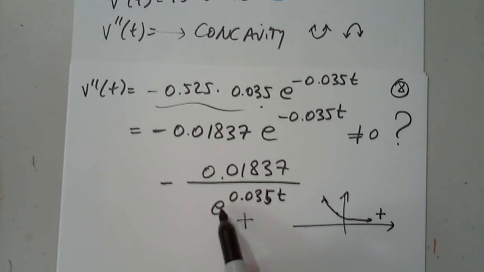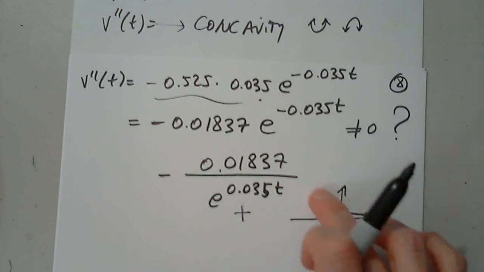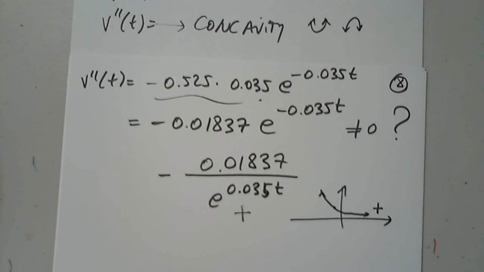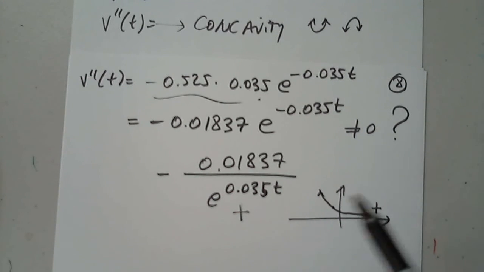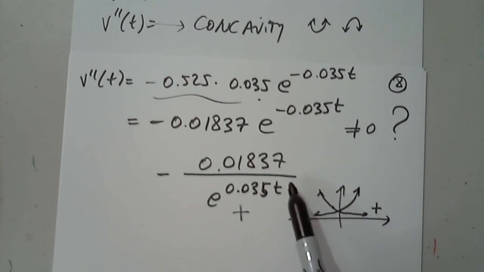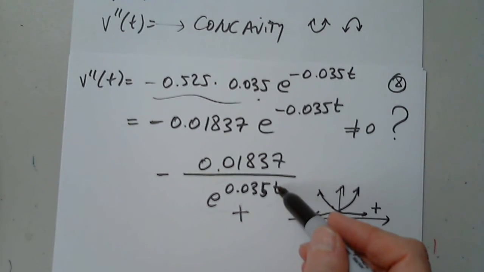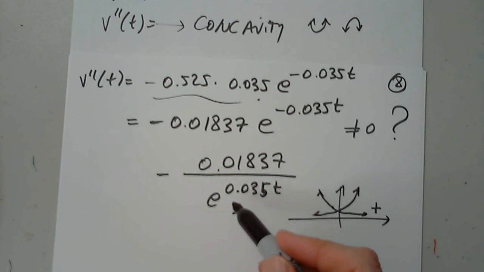Again, how do you know? Because it's e to 0.035t. In any event, what I meant to say is that it's always positive, even if it turns out to be increasing. It's really not a problem. This will always be a positive number, no matter what value you plug in for t. This will always be positive.